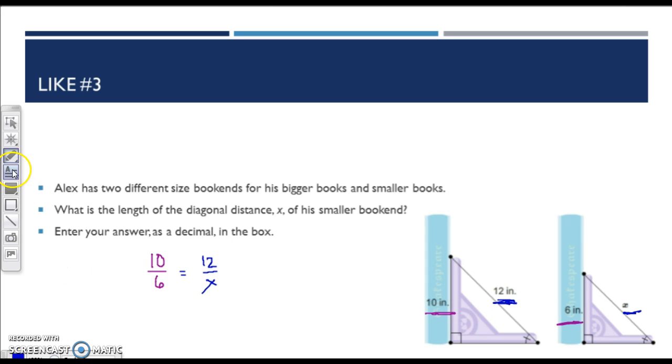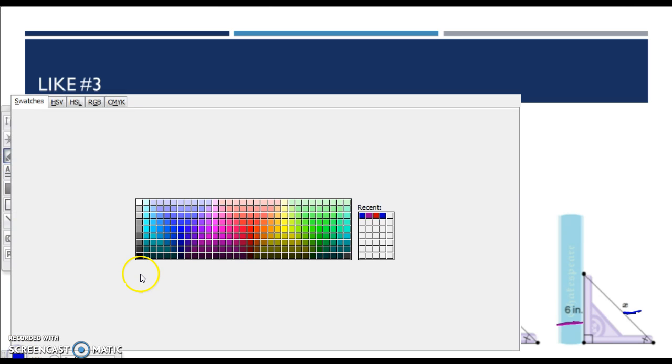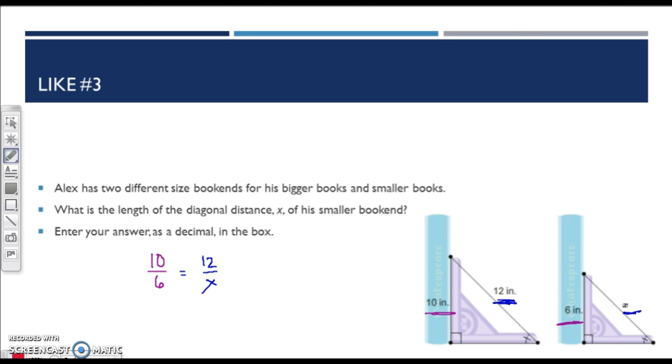And what do I do next? Yeah, you got it. We're going to go ahead and cross multiply. So I get 10x equals 6 times 12. Alrighty, so I get 10x equals 72. I'm going to divide both sides by 10. And I find that x equals 7.2.